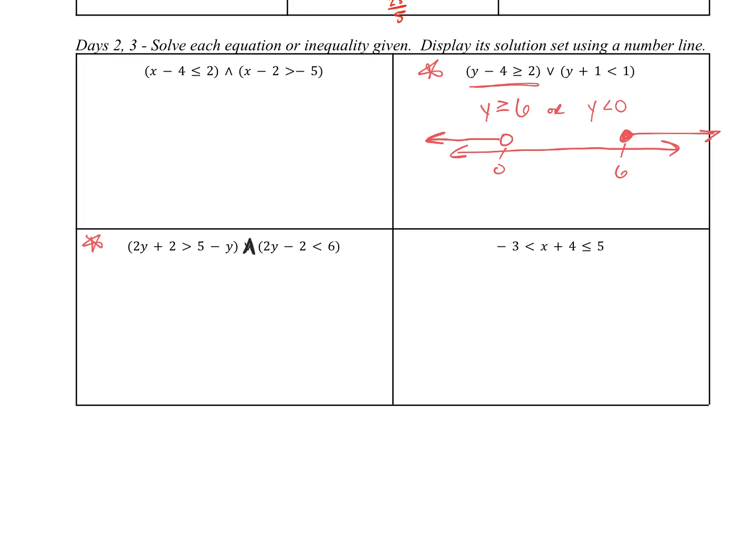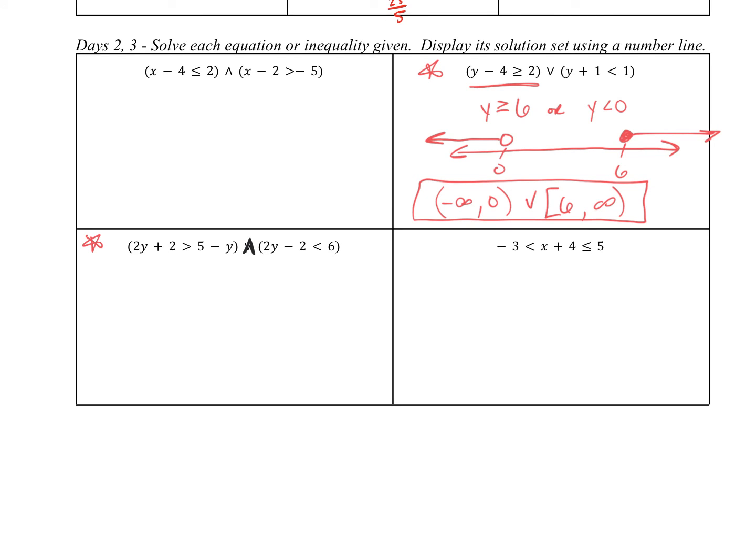Any number that's less than 0 or any number greater than or equal to 6, all those would satisfy this disjunction. A good way to write this then in interval notation would be to say all the values from negative infinity up to 0, but not including 0, or all the values from 6, including 6, to positive infinity. All right, so that's the solution to number 2.